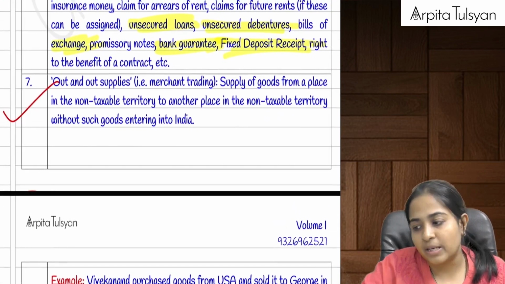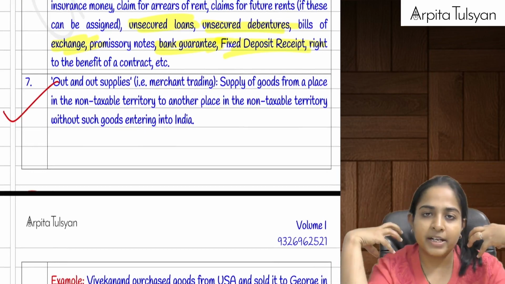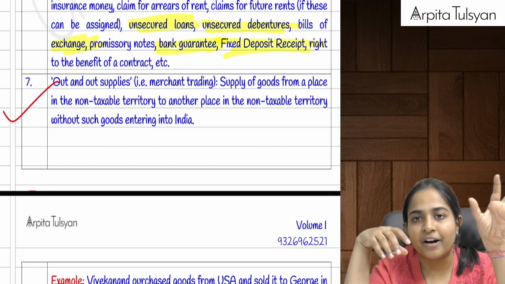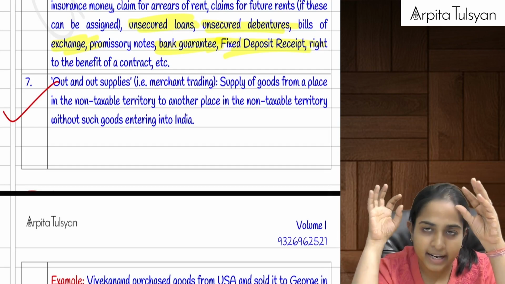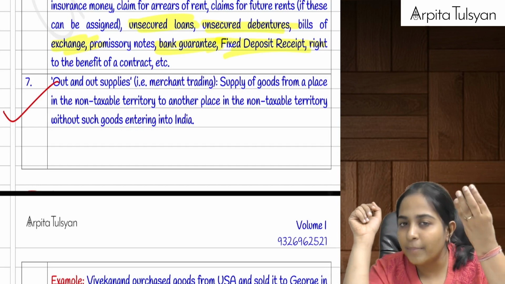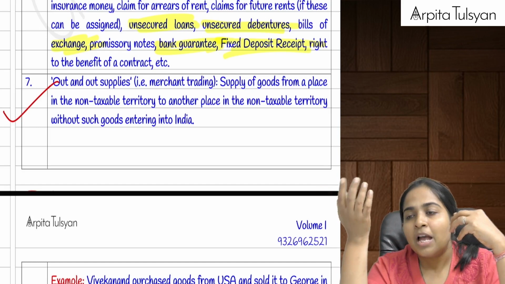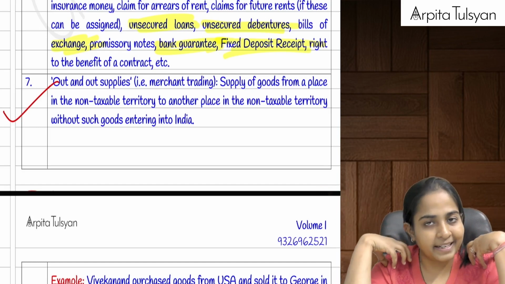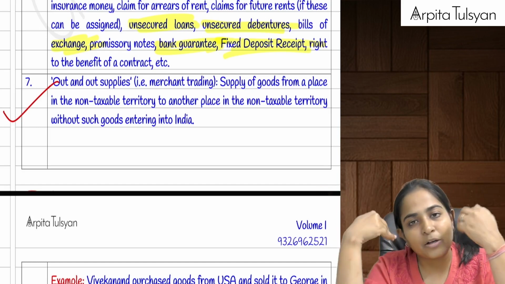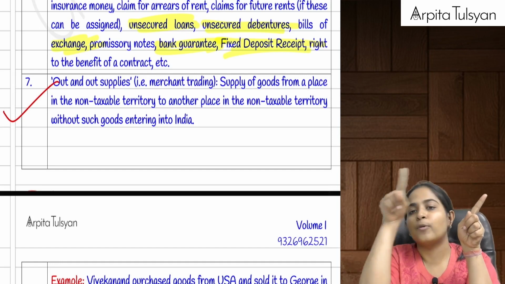Out and out supplies. The 7th point, out and out supply, means what? Let's say you are sitting here in India, you have one source in the US and another in the UK. For example, you are purchasing some goods from the US and you want to sell them to a customer who is sitting in the UK. You are sitting here in India, you are not bringing the goods into India. You are selling from the US to the UK.